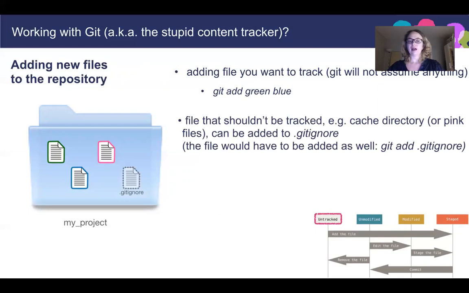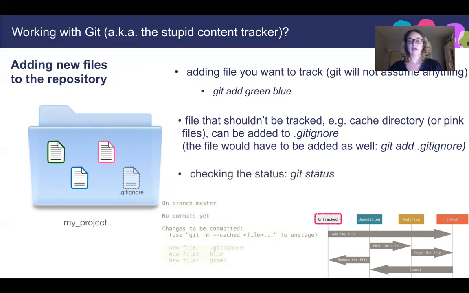You can have other files in your directory, and you can explicitly ask Git to ignore them by creating .gitignore files. For this example, we put the pink file inside, so it will not appear in our history.